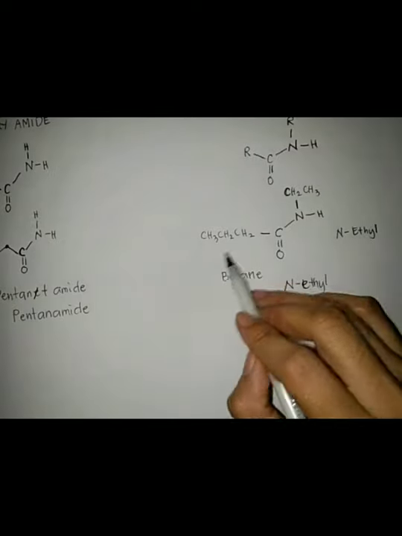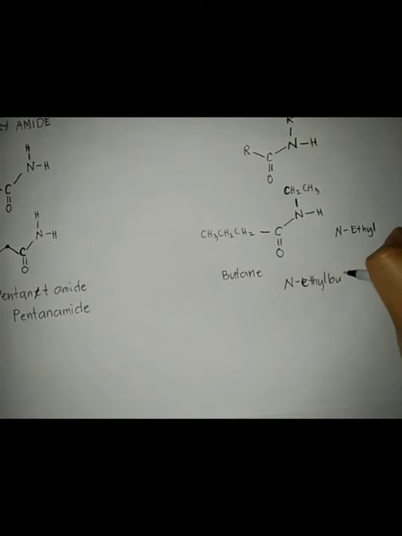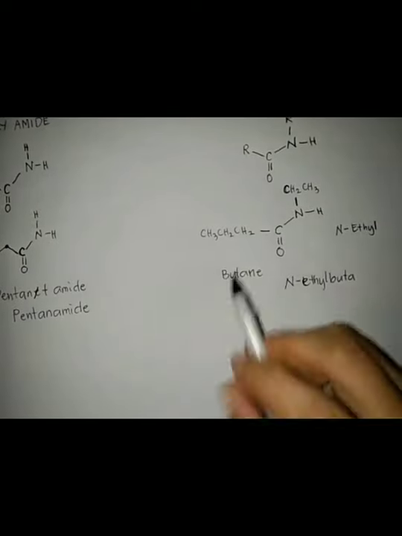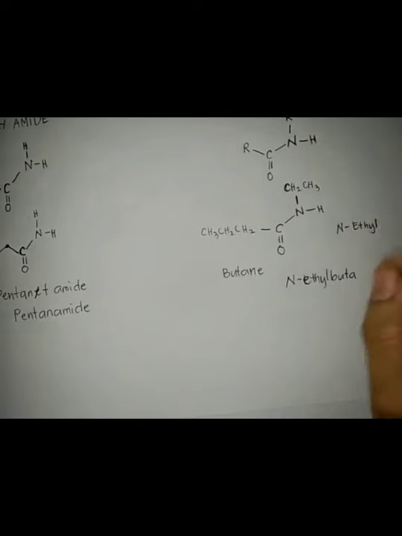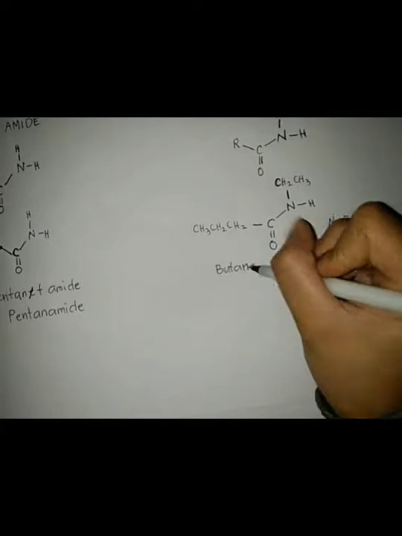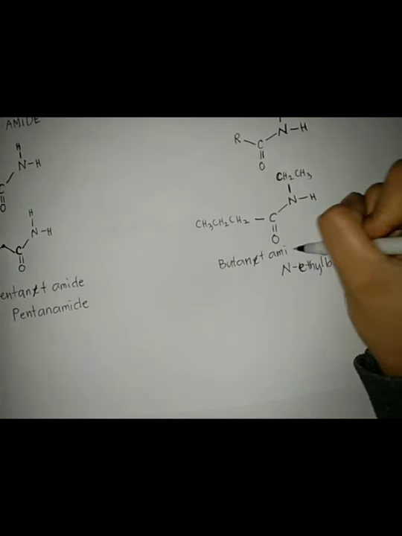So we will add our parent chain. It is butane. So we will cancel the E here and add amide. N-ethyl butanamide is the name of this structure.